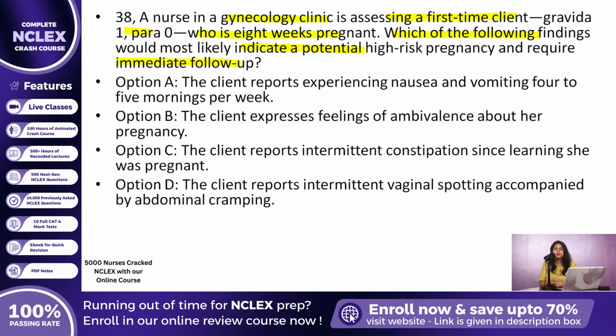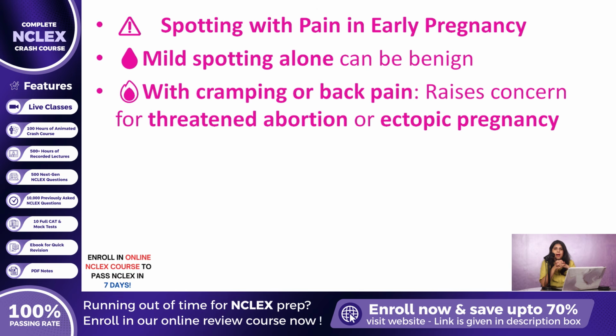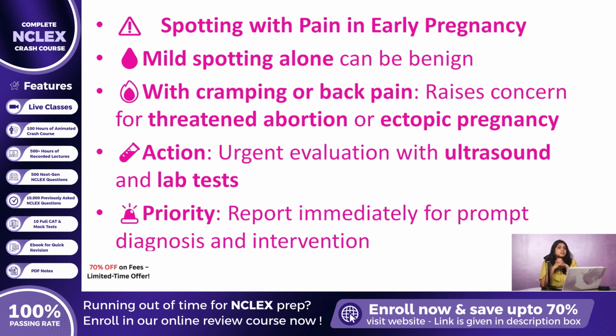The correct answer is option D, the client reports intermittent vaginal spotting accompanied by abdominal cramping. Let us break this down. While some spotting in early pregnancy may be benign, when it is combined with abdominal cramping or back pain, it raises concern for a threatened abortion or even ectopic pregnancy. This finding must be urgently reported for evaluation through ultrasound and laboratory tests.